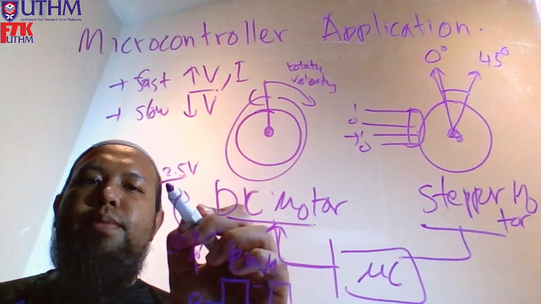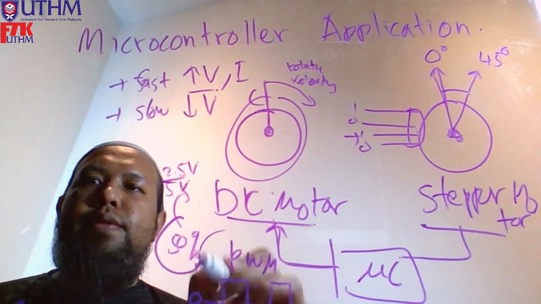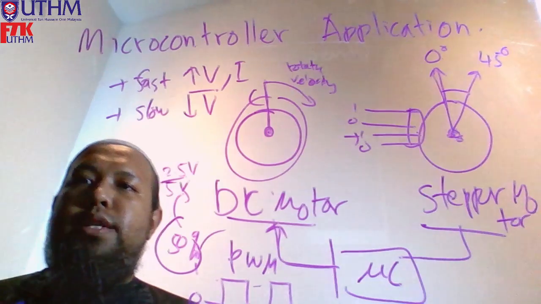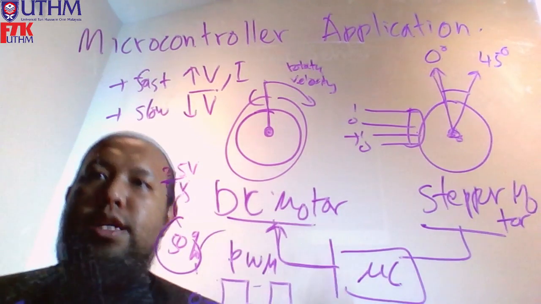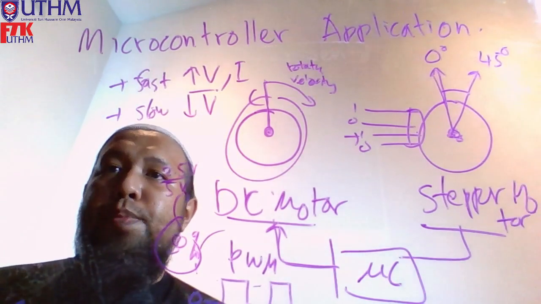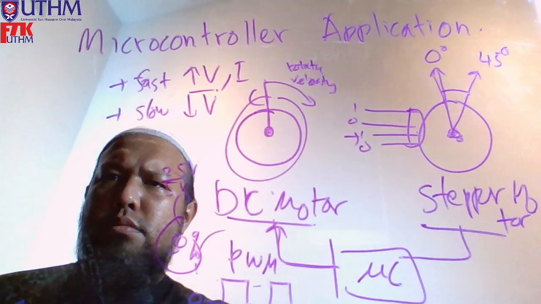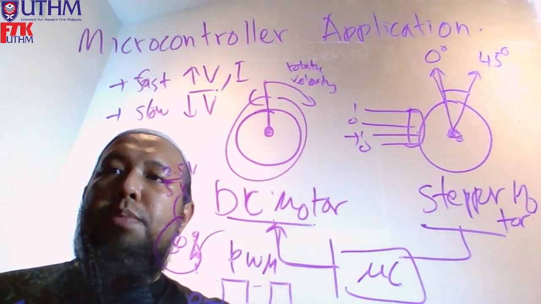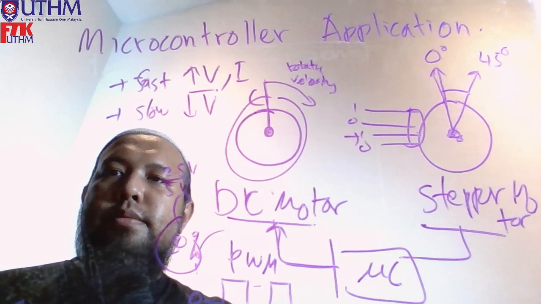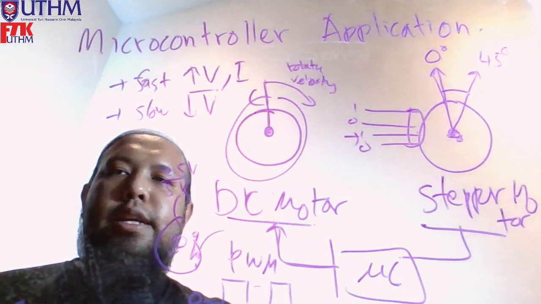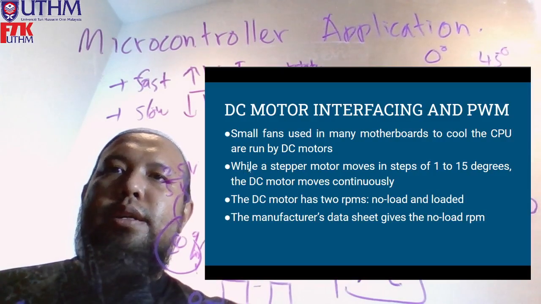So 2.5 volt per 5 volt, so it is a 50% duty cycle. Okay, so we're going to discuss more on this in the next video, and how we're going to program our PIC 18F4550, and also we're going to test it in the programming, whether the concept works.